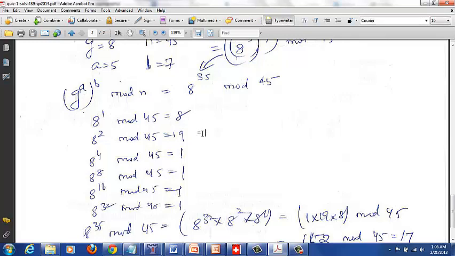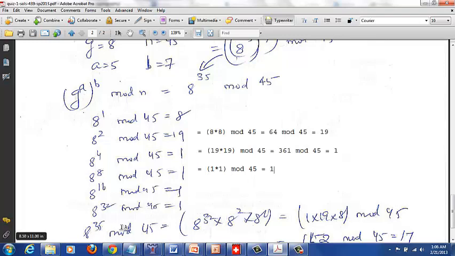So how did you get this? This is 8 times 8 mod 45, which is 64 mod 45, which is 19. Now here it is going to be 8 square times 8 square, so 19 times 19 mod 45, that's going to be 361 mod 45, which is 1. And then 8 to the 8 is 8 to the power 4 times 8 to the power 4, so it is 1 times 1 mod 45 is 1. So once you get a 1, you keep getting 1, right?